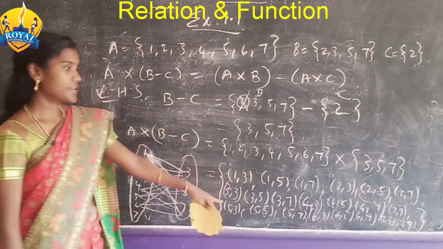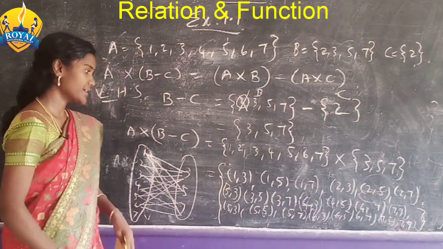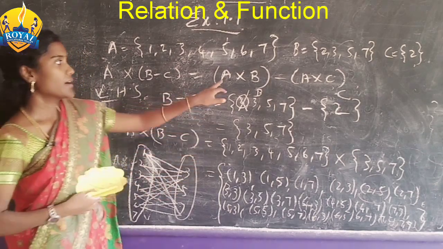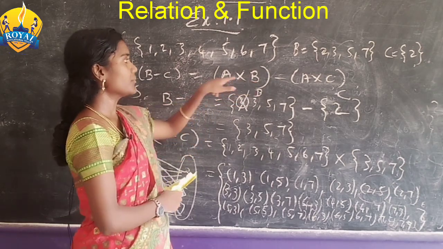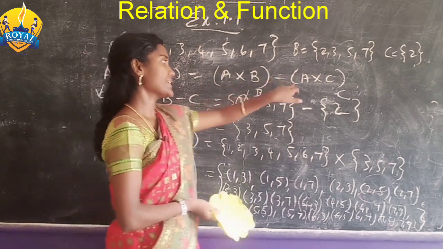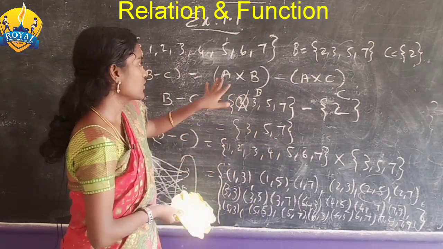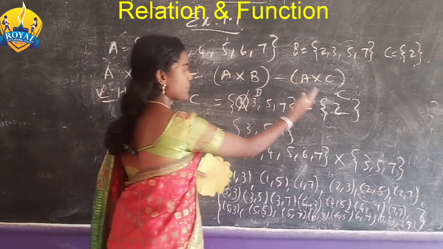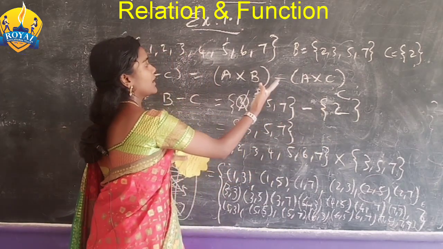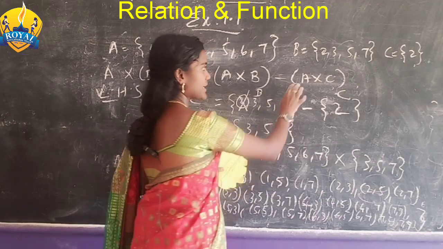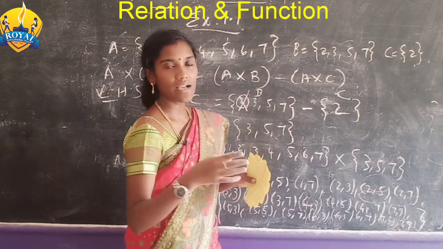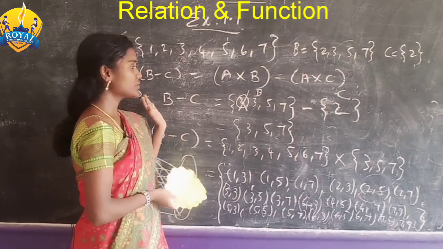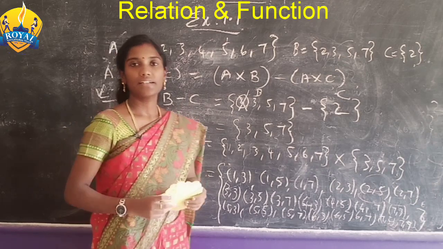Okay, I'll write the ordered pairs here. Like this. This is the left hand side. The same thing you have to do: find the A cross B pairs and the A cross C pairs. Then find A cross B difference A cross C, which means the set of pairs from A cross B except the pairs in A cross C. Okay, I will do the left hand side, you will do the right hand side.